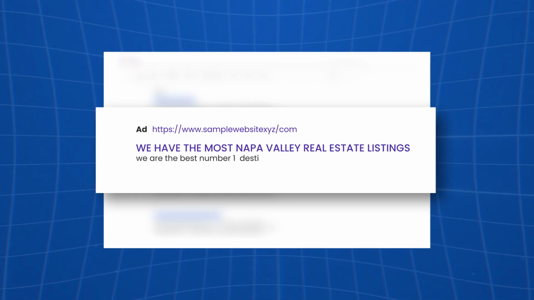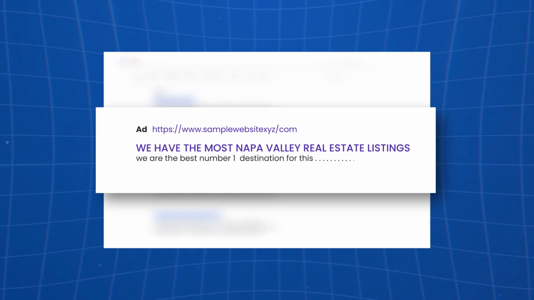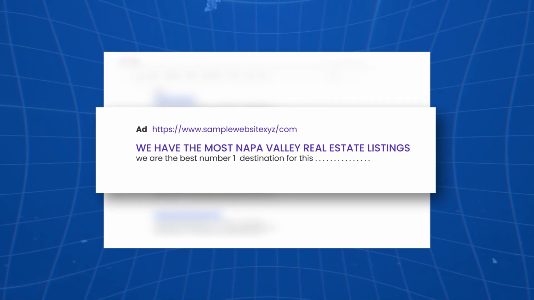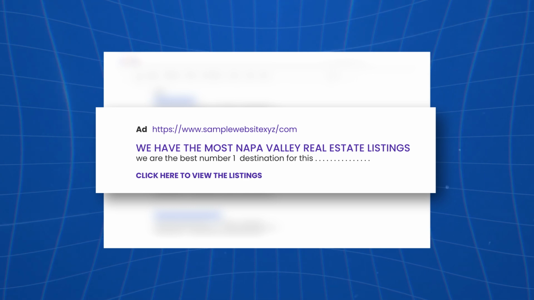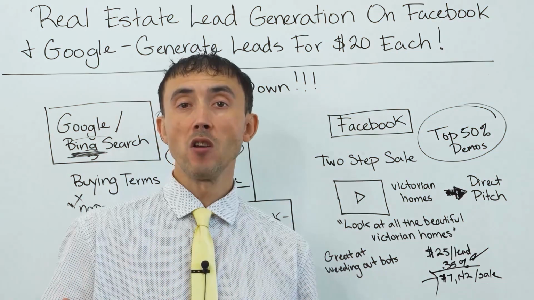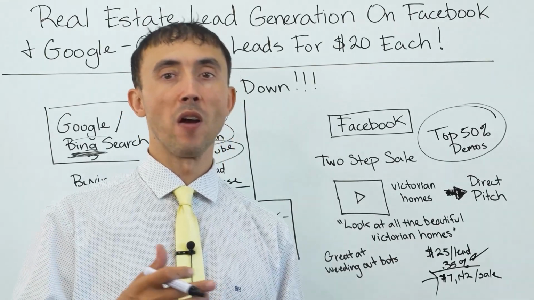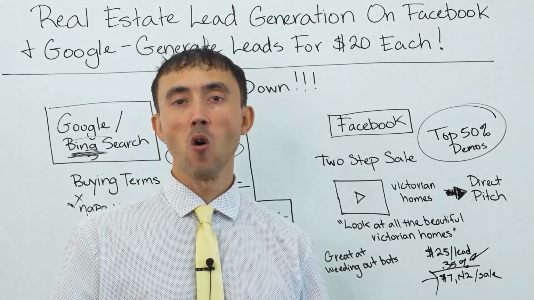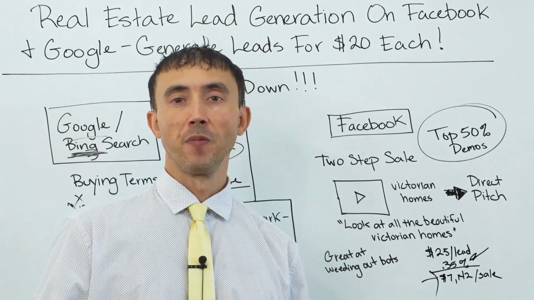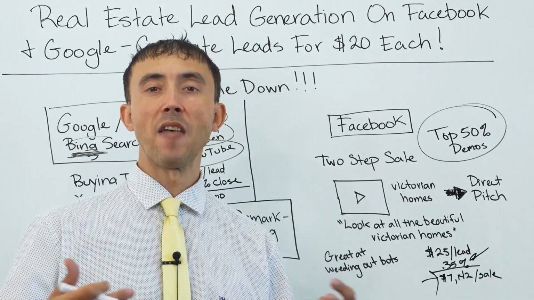We're the best number one destination for this. And we have new listings going up all the time. Click here to view the listings, essentially. So you already know that they're in market for this, so you don't have to get fancy. You don't have to say, we're going to give you X, Y, and Z. It's so relevant at that point in time. All you need to do is just have that message on there.